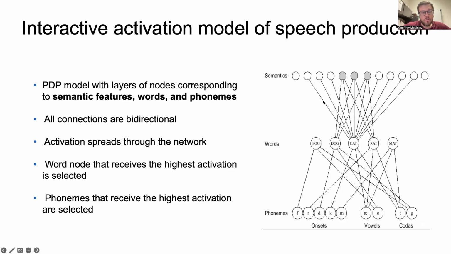So if I showed you a picture of a cat, right? Maybe these three semantic nodes might get activated. They might spread their activation to cat, but also to rat and dog, let's say. And then the activation would spread down to the constituent phonemes or sounds. And then the phonemes would send their activation back up. And then the words would send their activation back down to the phonemes, right? And so that's why it's called bidirectional.